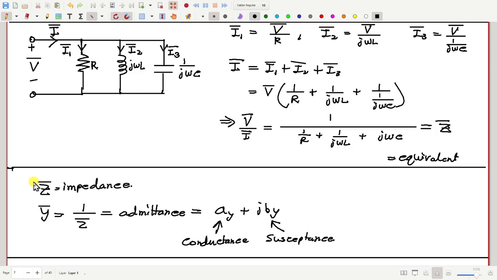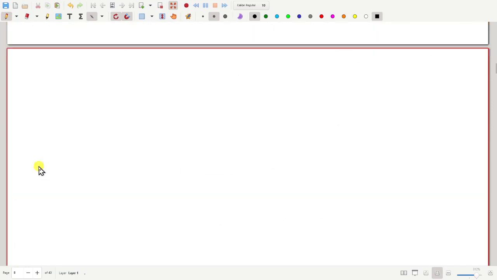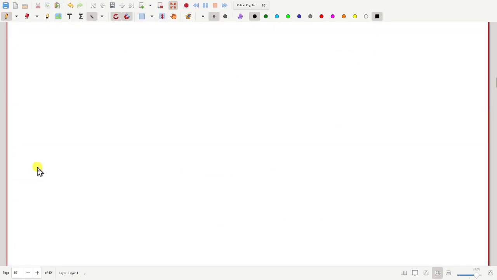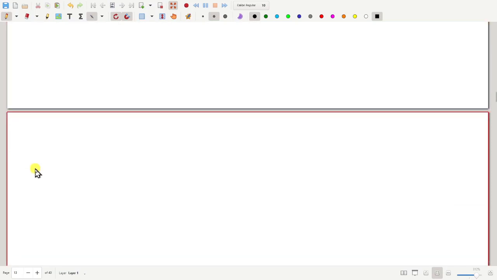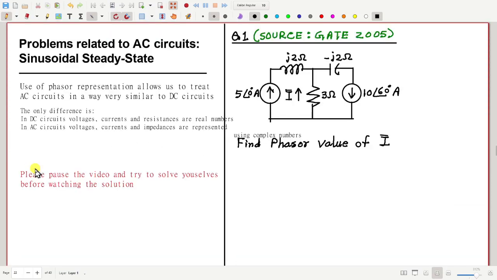That's the only difference. Other than that, all the methods and theorems that we have studied in the last few classes, like Thevenin theorem, Norton theorem, superposition, nodal method, mesh method, everything is applicable for AC circuits as well when we use phasor values. Okay, so maybe we see some example problems to make this point more clear. So let us take some example problems.